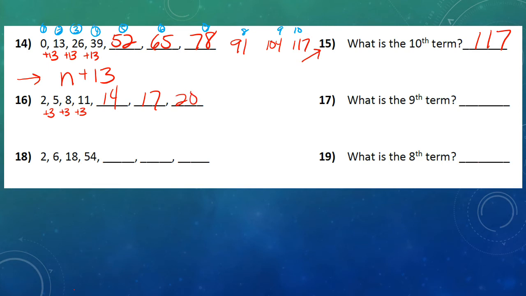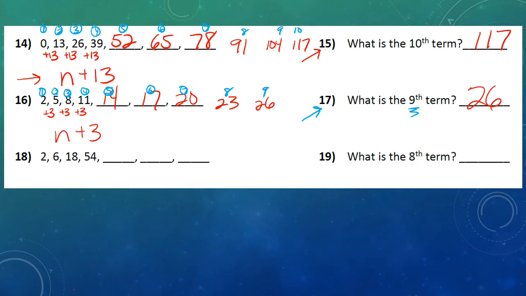So now for question number 17, we have to figure out what the 9th term in the sequence is. So let's go ahead and label out our terms. We'll start, choose our first term. So we have our 2nd term, 3rd term, 4th term, 5th term, 6th term, 7th term. We need to go 8 and 9. So our rule was n plus 3. So let's keep going. Plus 3 gives us 23. Plus 3 again gives us 26. So we say that the 9th term in our sequence for number 16 is 26.